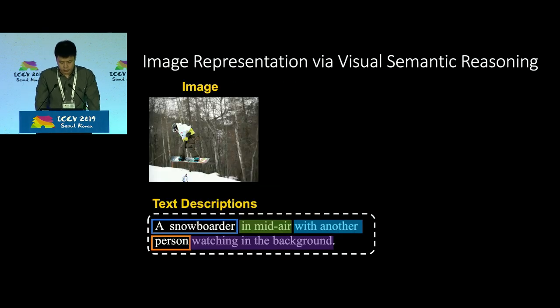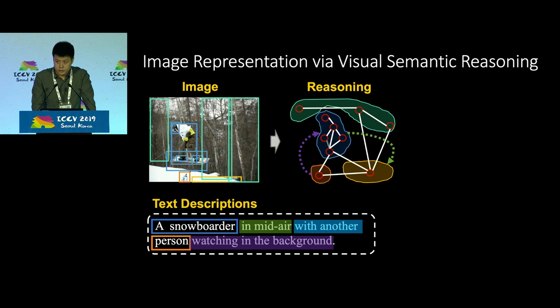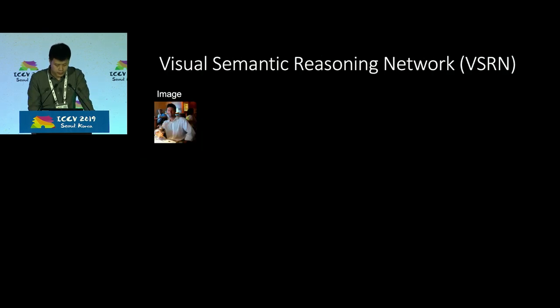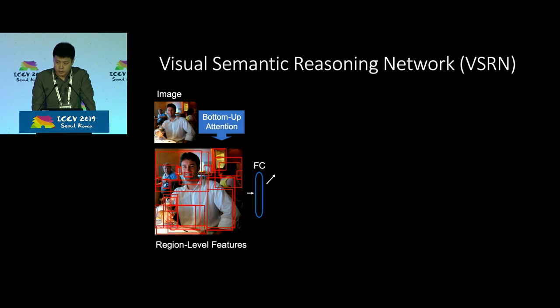To solve this issue, we propose to perform reasoning on the image regions to generate representations for an image. This representation would capture key objects as well as semantic concepts within a scene. We further describe the detailed structure of our visual semantic reasoning network.